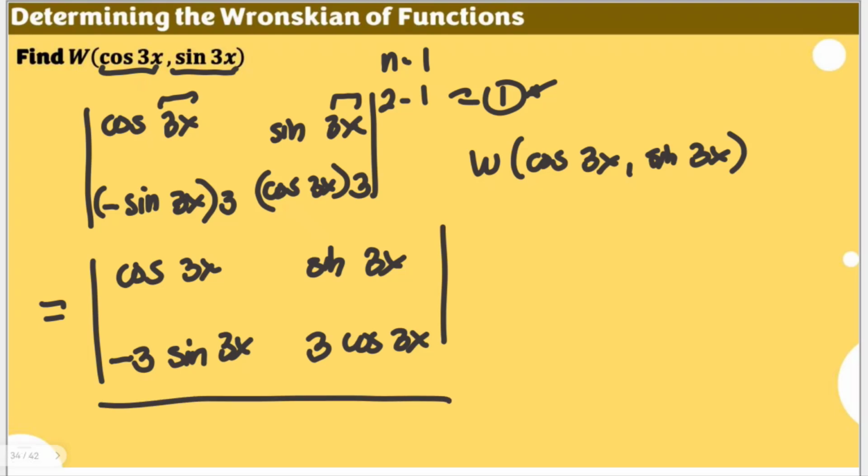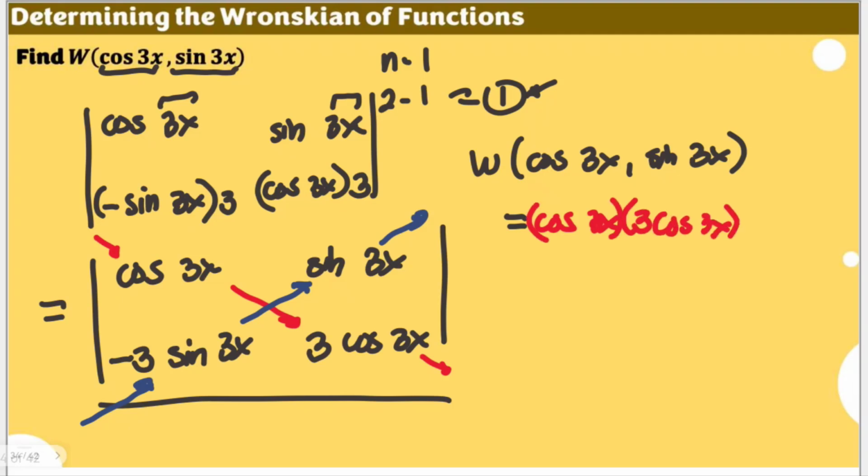So going back to the concept of the determinant of a 2 by 2 matrix, we have a formula for that, but looking into the general concept, the determinant will be taken as the product of this diagonal, the red one, subtracted by the product of this diagonal here. So we simply multiply them. So, again, the Wronskian is equal to the product of the red diagonal: cosine 3x times 3 cosine 3x. Then you subtract the product of your second diagonal: negative 3 sine of 3x times sine of 3x.